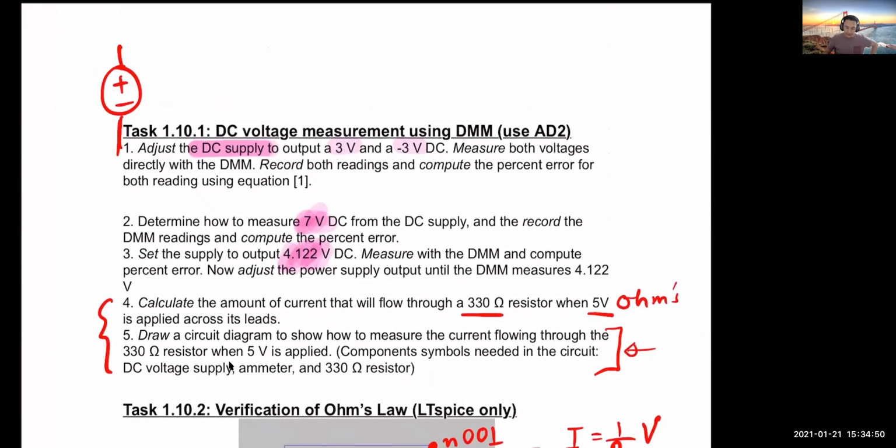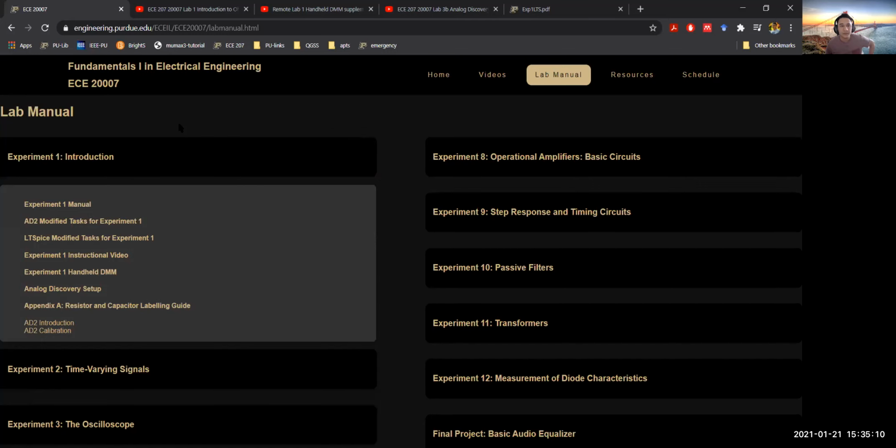I just went over the tasks, but you don't know how to do that yet, or how to use the equipment yet. So for that, I'm going to take you over to the necessary resources. Here, under lab manual experiment 1, there's a list of videos and documents that's going to help you understand the equipment and how to get started with them.